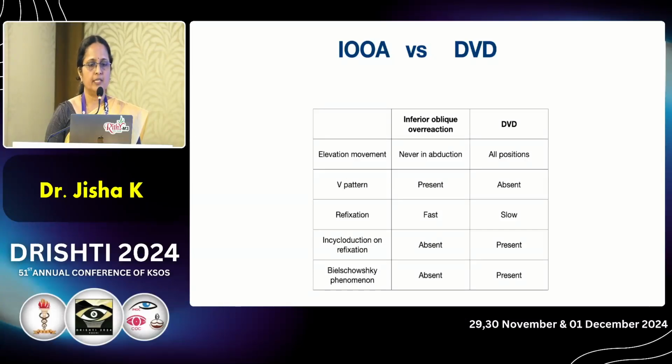And how to differentiate inferior oblique overaction from dissociated vertical deviation? You have to know that the elevation or the upward movement is never seen in abduction in a case of inferior oblique overaction, whereas in DVD the vertical movement happens in all the positions, primary, adduction and abduction. And V pattern may be associated with inferior oblique overaction, but it is not a feature of dissociated vertical deviation. And you have to closely observe the refixation movement, which is a sudden or fast movement in inferior oblique overaction, whereas for DVD it is a very slow movement. And you might observe on refixation the encycloduction movement.